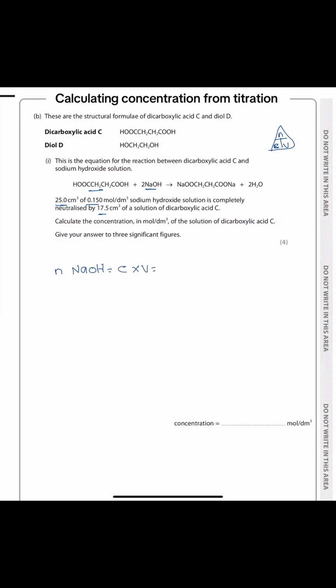Of course, the volume provided here is in centimeter cubed, so we have to divide this by 1000 to get it in decimeter cubed. Concentration is 0.150 multiplied by the volume in decimeter cubed, so it's 0.025. That will give you 0.00375 moles.